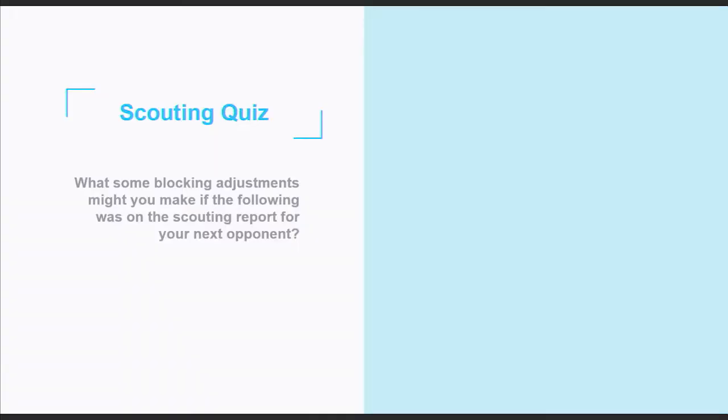A quick question to you all out there. In this following scenario, what might be some blocking adjustments that we can make if a team has these 3 points in their scouting report?